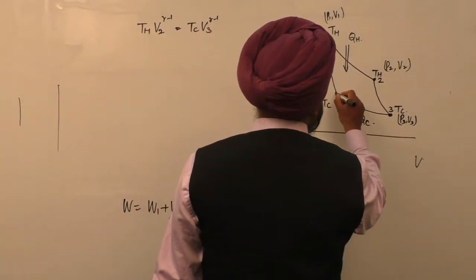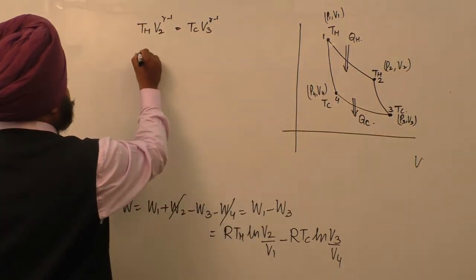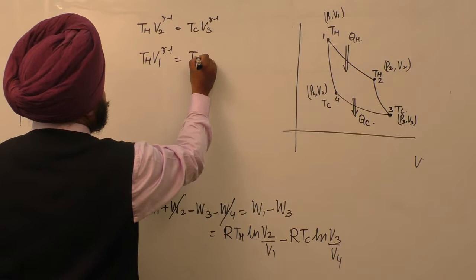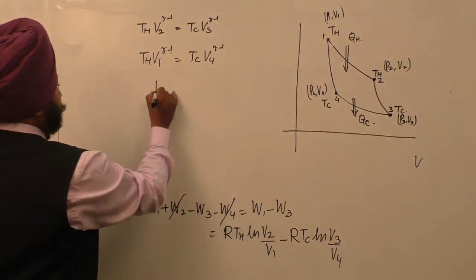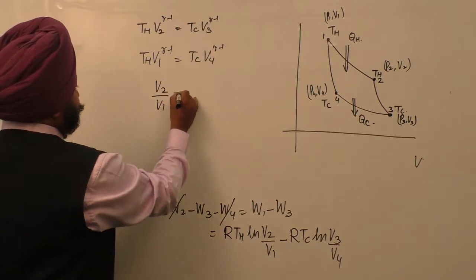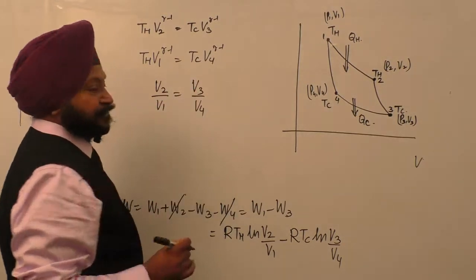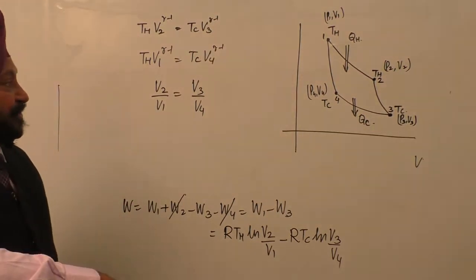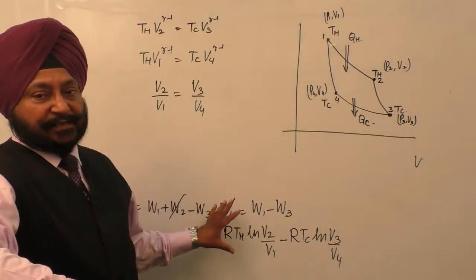Similarly, point number 4 and point number 1 are also on the same adiabatic. So for them also we will have TH V1 to the power gamma minus 1 should be equal to TC V4 to the power gamma minus 1. If I take the ratio of these two, it will come out that V2 over V1 is equal to V3 over V4. This is what we have from this Carnot cycle.